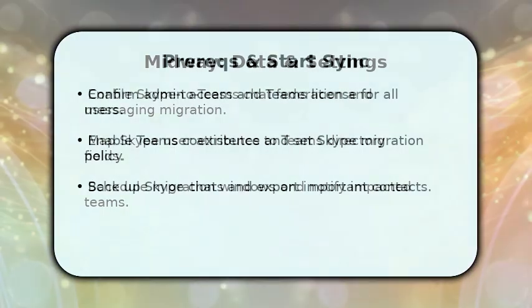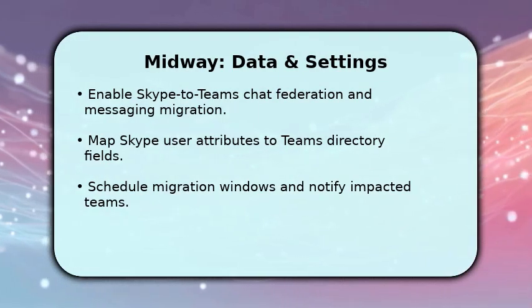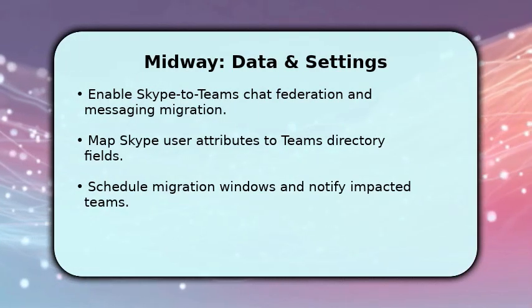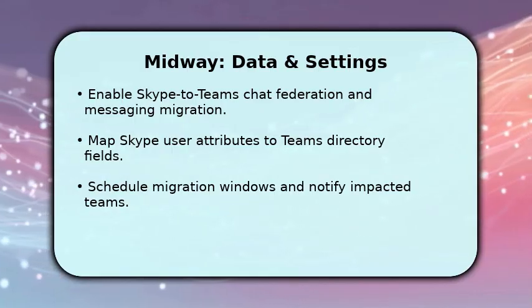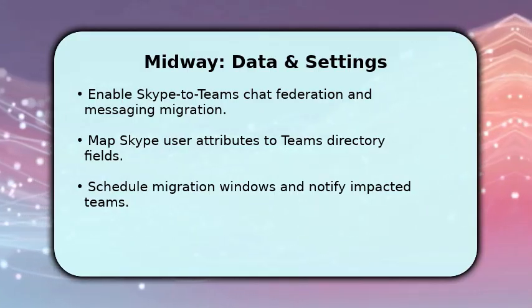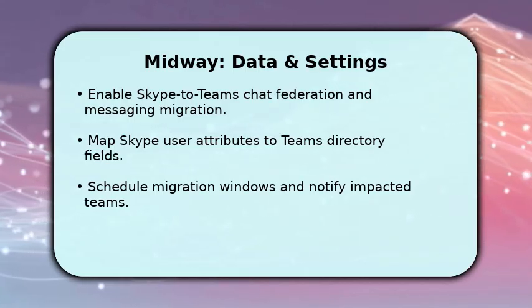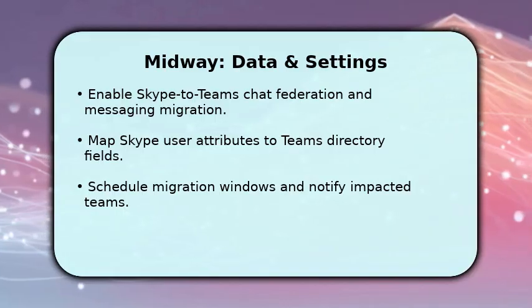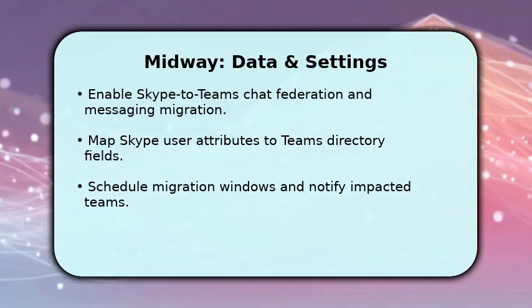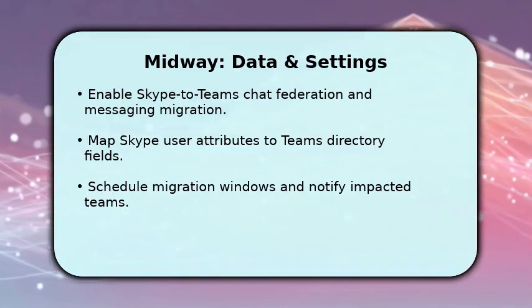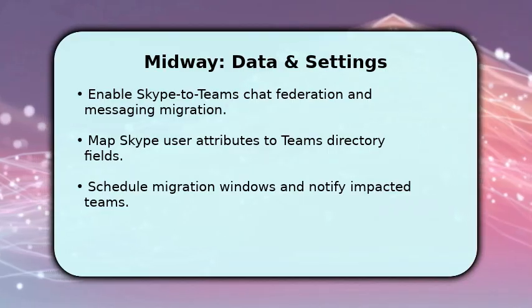Enable chat federation and messaging migration in the Admin Center so historical chats can move. Verify Azure AD attribute mapping so display names, groups, and SIP addresses align. Mismatch causes delivery failures. Use PowerShell to run bulk user migration commands and monitor progress with logs. Once executed, recheck client settings and mobile sync.